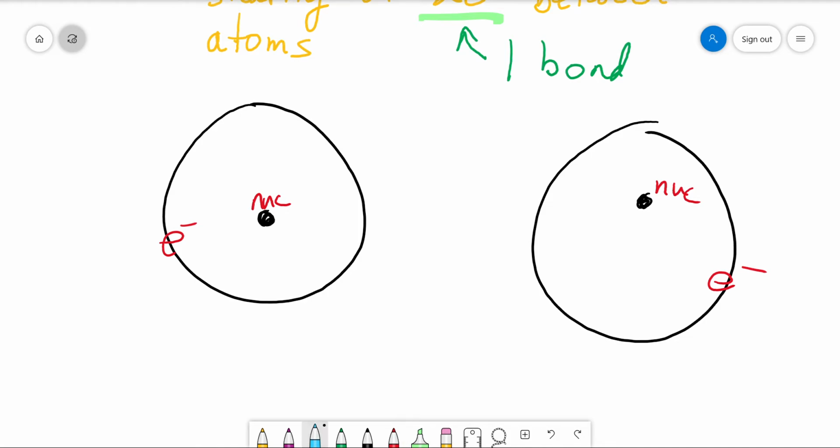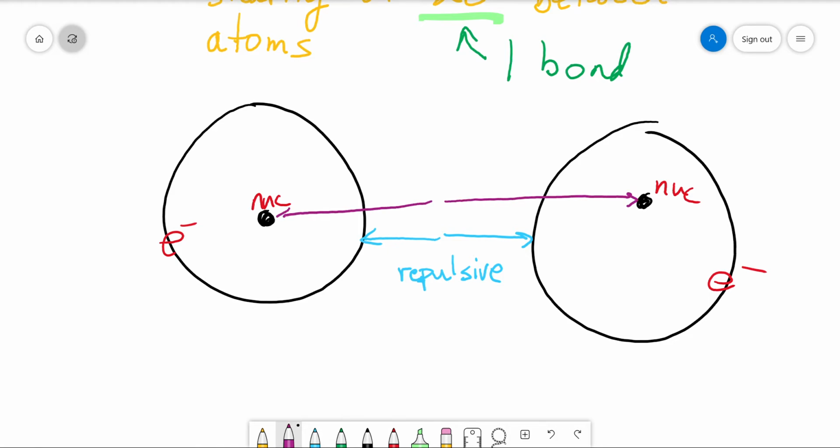So if we look at this, the electrons are negative, so they are going to repel each other. That is a repulsive force. Well, think about the nuclei too. The nuclei are both positive, so they are also going to repel each other. That's another repulsive force.